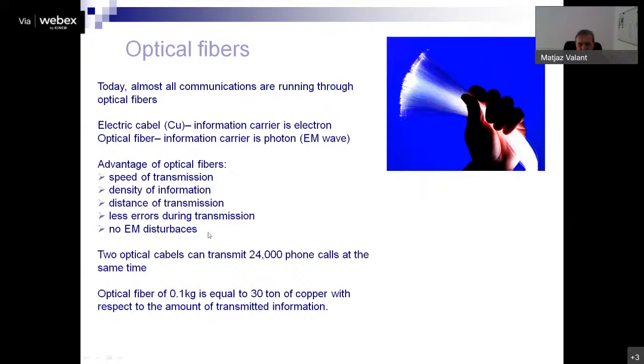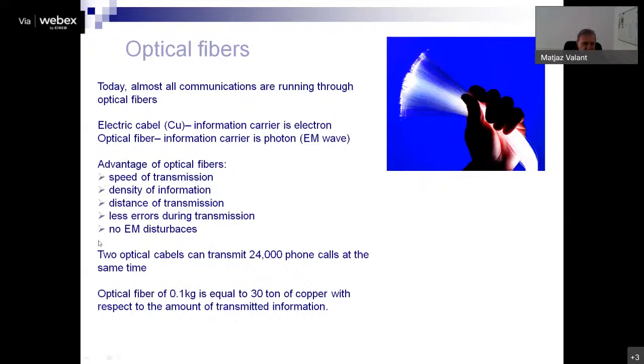Namely, when an electron travels through the wire, it triggers a very, very fine magnetic field, and through this process, we can easily spy on the information carried through the copper wire, while we cannot do that on the optical fiber.